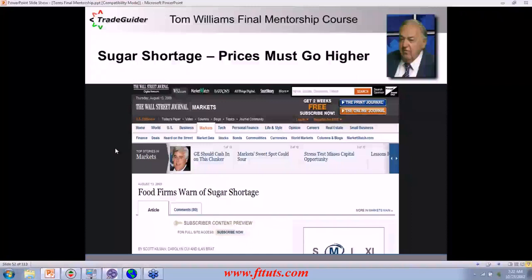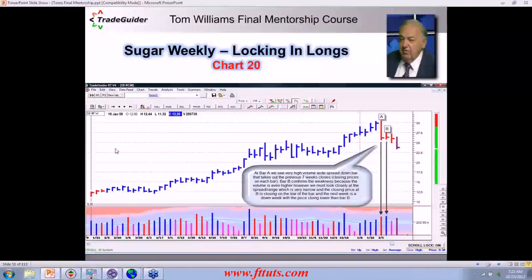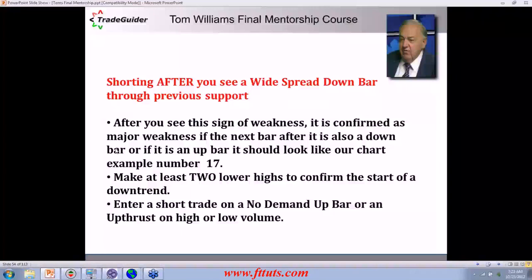Here's an example. Now this is how the news operates. Now I'll just show you an example of news. So here, food firms warn of sugar shortage is the headline. Now this was back in 2009. I'll never forget this. And this is what actually happened. At bar A, as the news comes out, there's a gotcha bar right there. Bar B is an upthrust. Now this is all done on news. There's a sugar shortage. You'd think that sugar price should rally. But in fact, it doesn't do it at all. Sugar fell about 22%.